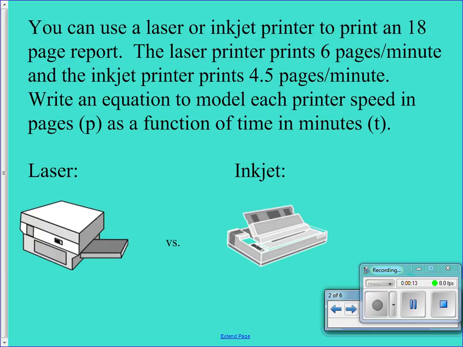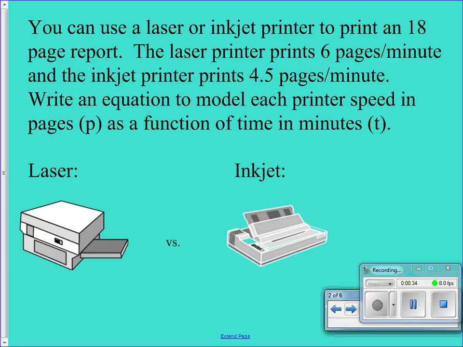Now, this is a story about inkjet and laser printers, but the key thing for each story as you're reading this, try to pick out what is your X, what is your input, what is your Y, what is your output. You need to know those things so that we can graph them. So you've got to read the story and think, what's the input and what's the output?